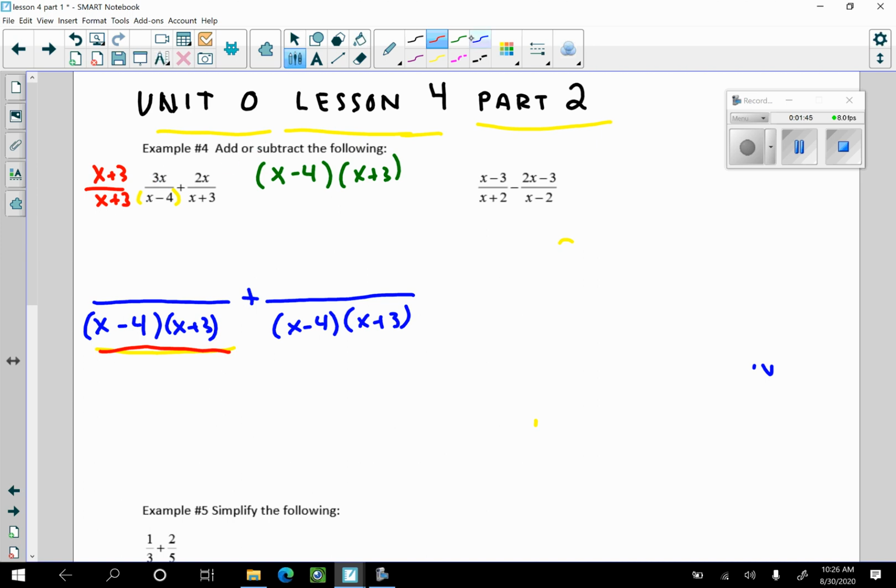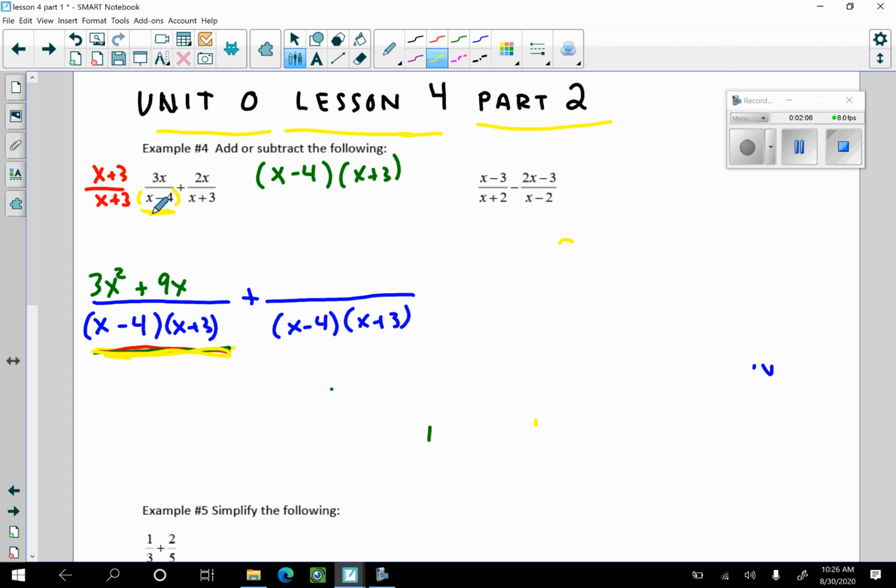So I'm going to multiply out the top here. 3x times x plus 3 is going to be 3x squared. 3x times 3 is 9x. So this fraction here is the same as this fraction. I don't know why it won't go yellow. This fraction is the same as this fraction right here.